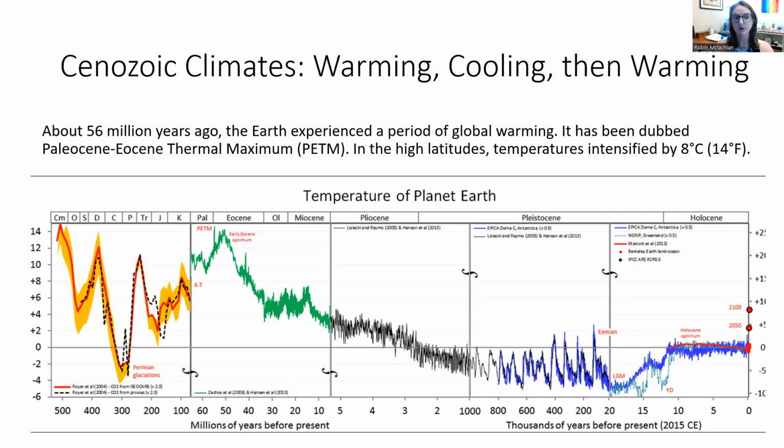So about 56 million years ago, in the beginning of the Cenozoic, the Earth experienced a period of global warming, and it's been dubbed the Paleocene-Eocene Thermal Maximum, or the PETM. And you can actually see that quick spike labeled PETM in this chart between the Paleocene and the Eocene. In high latitudes, temperatures intensified by 8 degrees Celsius or 14 degrees Fahrenheit.